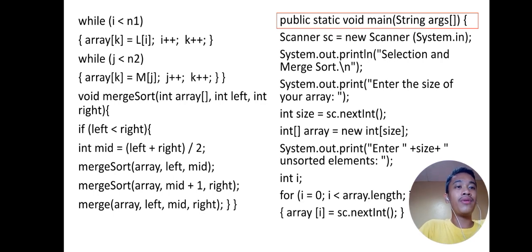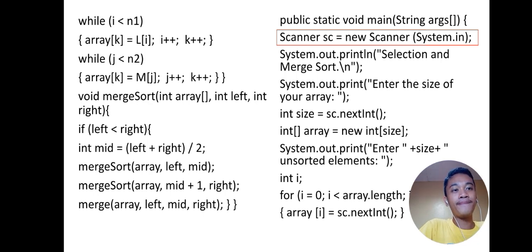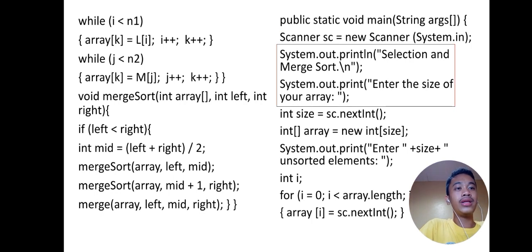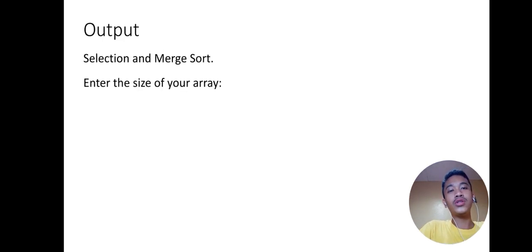In our Java main method, we have the object creation of a Scanner named sc equals new Scanner System.in. Next, it will print these two lines. The output will be like this: selection and merge sort. Enter the size of your array. This instructs the user to input the size of the array.